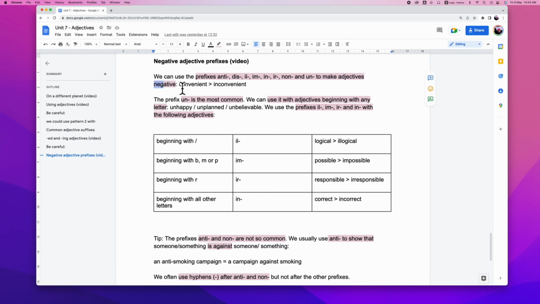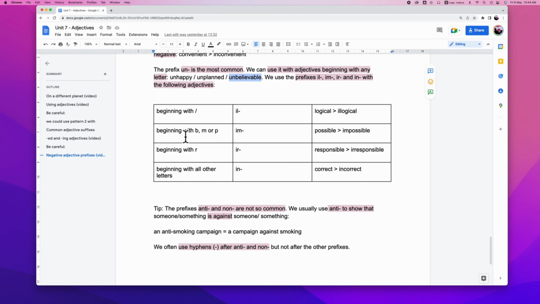For example, convenient becomes inconvenient. The prefix un is the most commonly used, and we can use it with adjectives beginning with any letter. For example, unhappy, unplanned, unbelievable. And we use prefixes like il, im, ir, and in with the following adjectives. For example, adjectives beginning with l, like logical, become illogical. Adjectives beginning with b, m or p take im: possible becomes impossible.